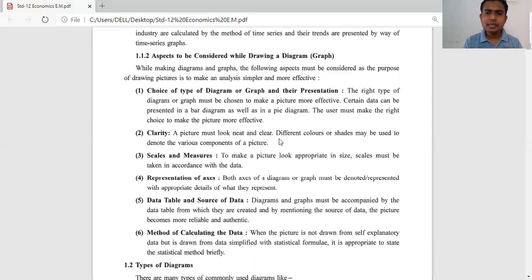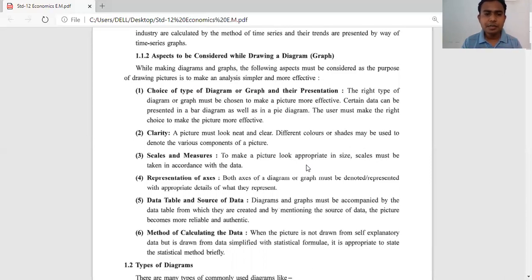Third point says scale and measure. Scale and measure means to make a picture look appropriate in size, scale must be taken in accordance with the data. Scale means your measurement. Like when you are drawing a graph, you should take proper measurement, 1 centimeter gap, 2 centimeter gap. So every time in between the graphs, the scale should be same. Proper scale measurement has to be taken so that your graph or your diagram will be appropriate.